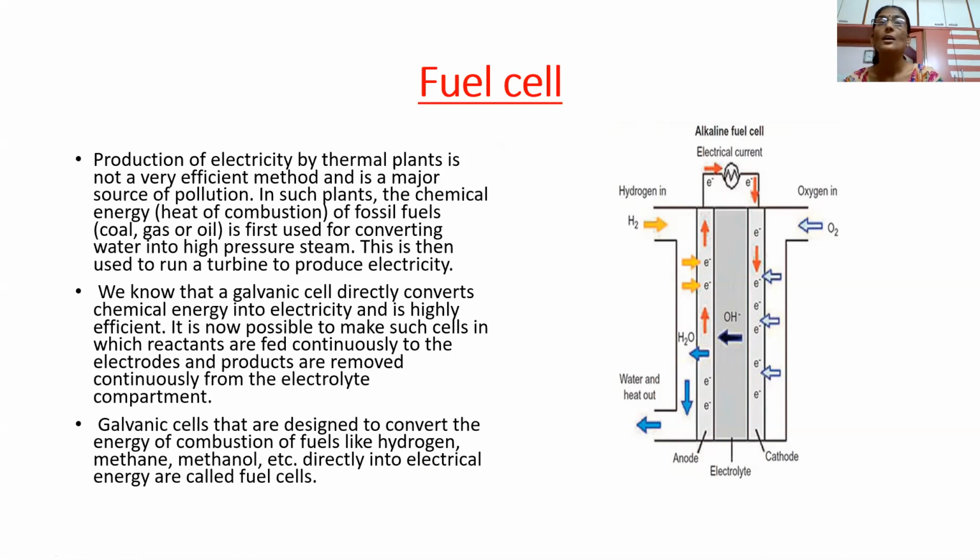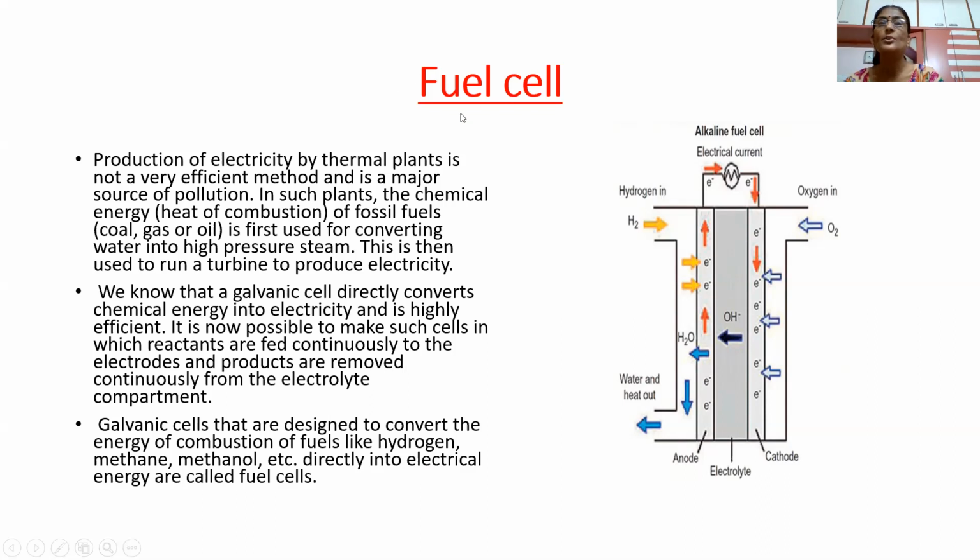First, this chemical energy, that is the heat of combustion of fossil fuel, is used for converting water into high pressure steam. Brother, coal or petrol, I mean coal or any fossil fuel, we burn it to heat water and make steam, high pressure steam. And then we are using the high pressure steam to run the turbine to produce electricity. So in two steps, we are getting this electrical energy in thermal power plants.